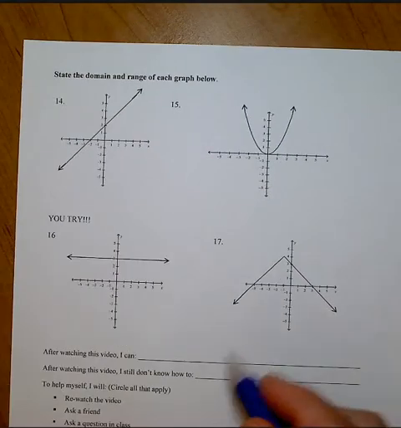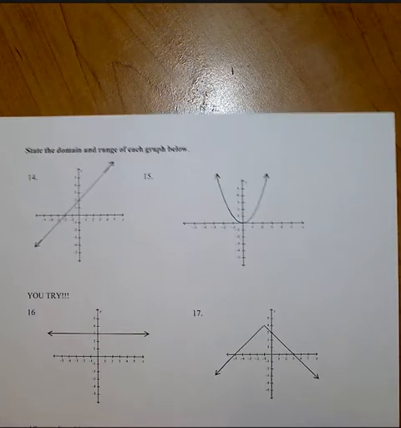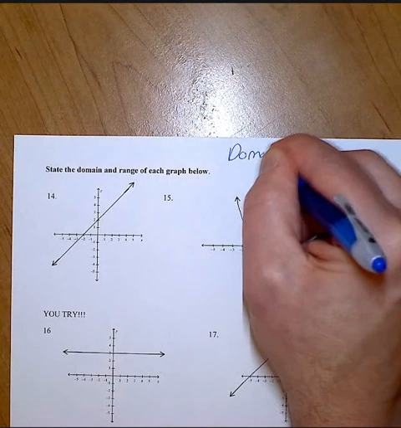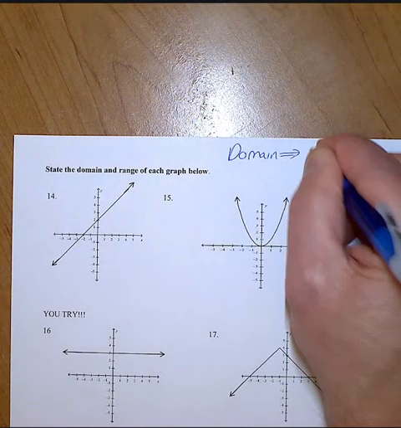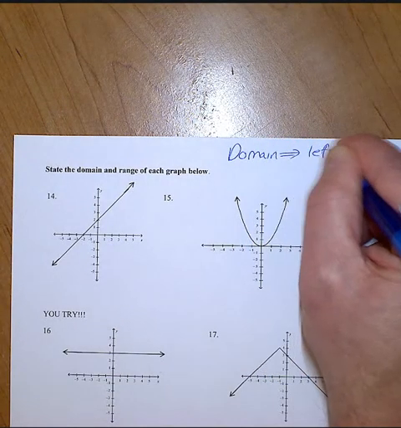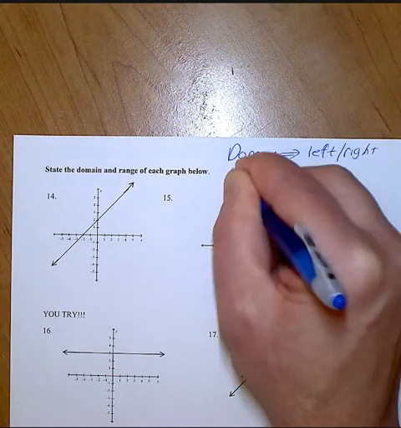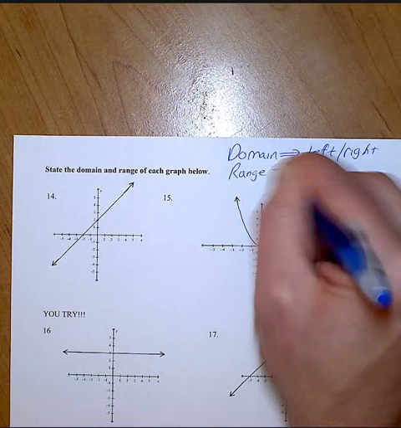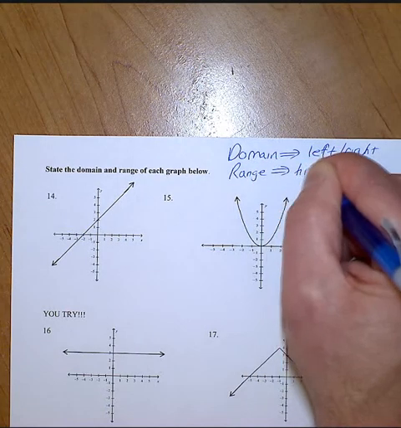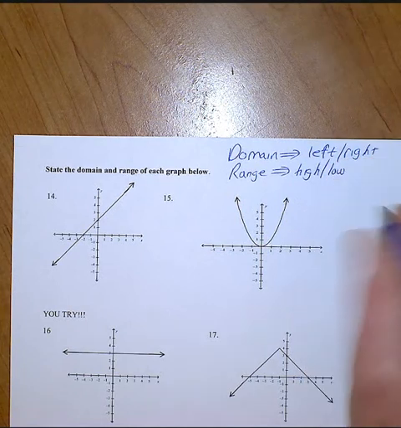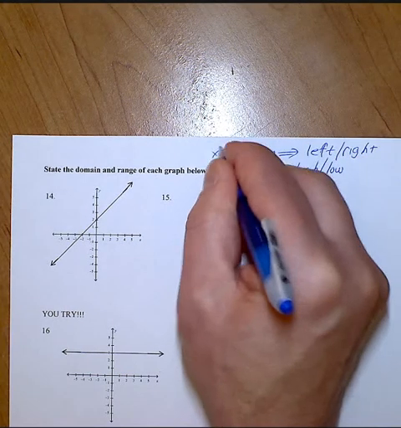14 and 15, state the domain and range of each graph below. So when I think domain, I'm going to think how far left or right the graph goes. When I think range, I think how high or how low the graph goes. Or the domain are the x's and the range are the y's.